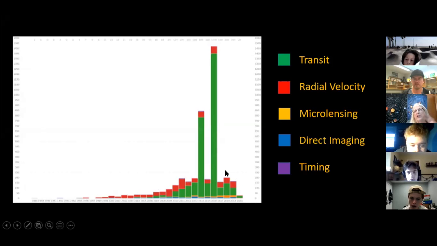I'm going to go through each one to tell you how they actually work. Microlensing are these few here at the bottom. Direct imaging are even fewer, and you can't even see the purple for the timing ones because I believe it's only 2 so far that have been found by timing.